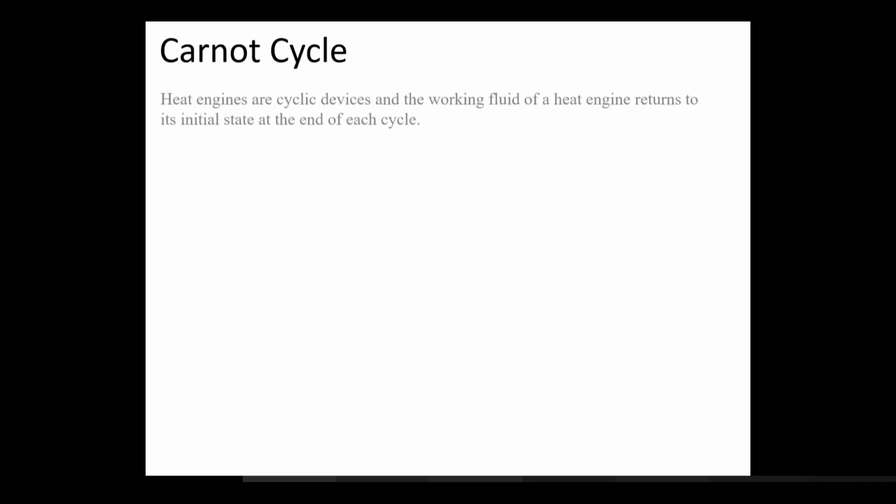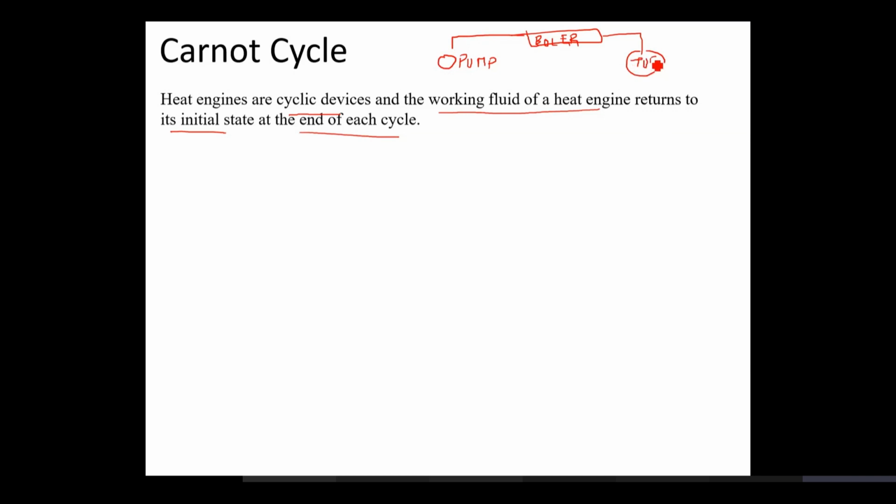Moving on towards the Carnot cycle. So heat engines, they operate on a cycle. If you remember, you had a pump over here, you had the boiler, then you had a turbine over here, and then you had the condenser. So you had basically four components.